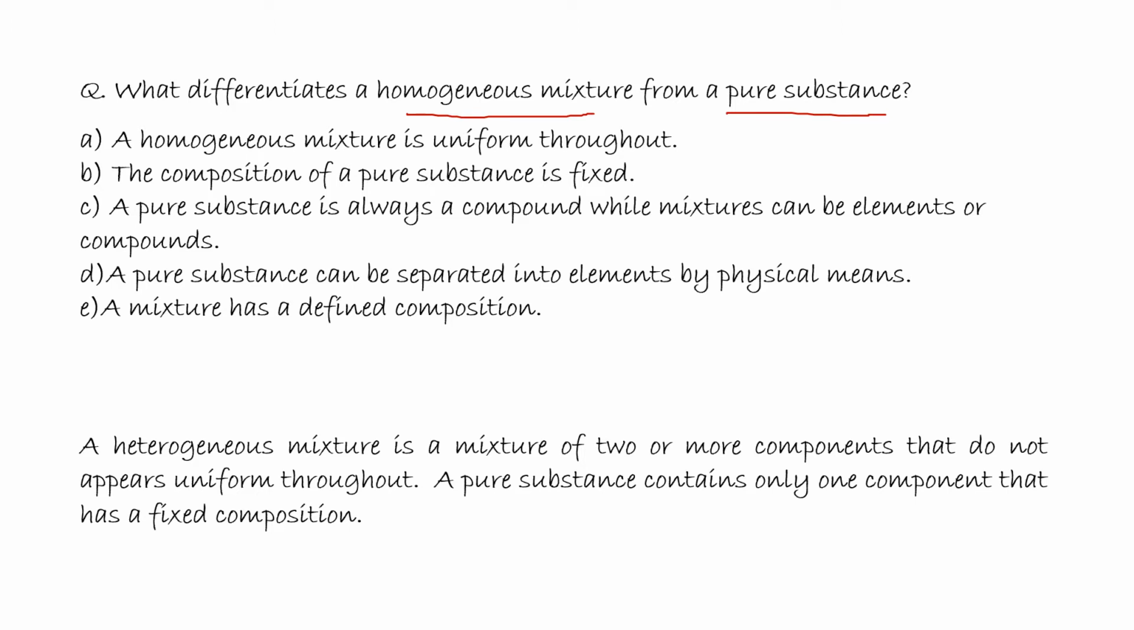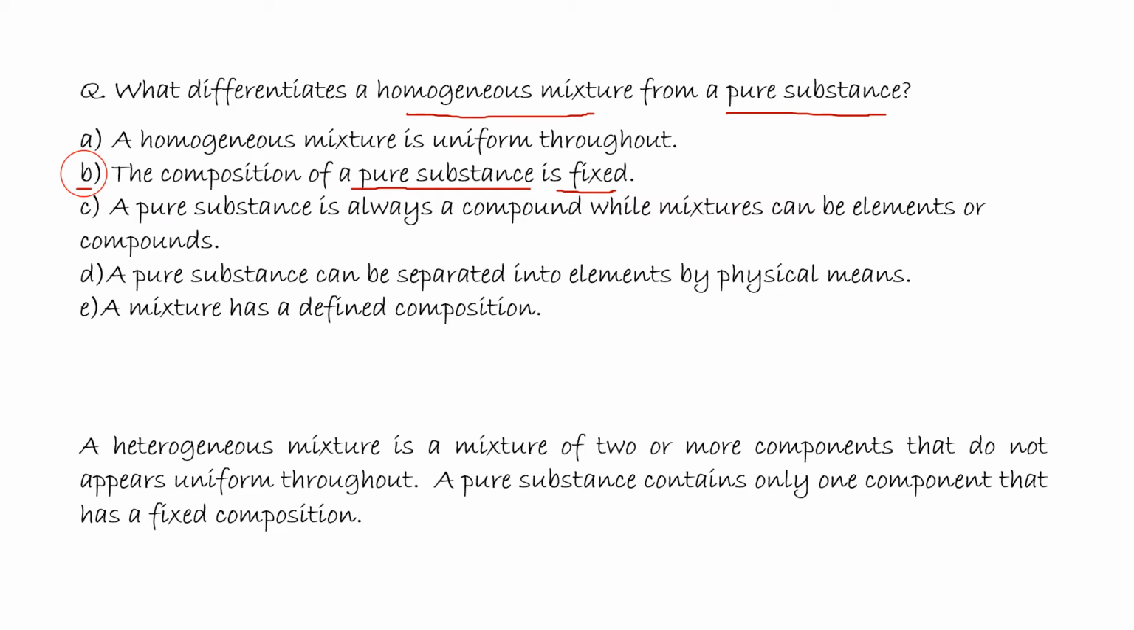A homogeneous mixture is uniform throughout. The composition of a pure substance is fixed. A pure substance is always a compound, while a mixture can be elements or compounds. A pure substance can be separated into elements by physical means. A mixture has a defined composition. Well, the answer is B.